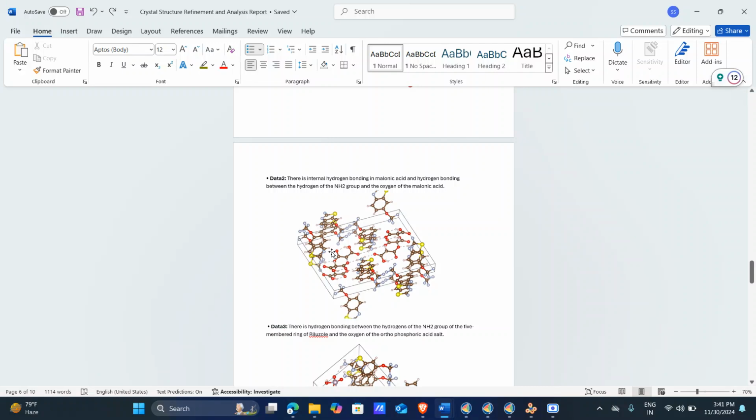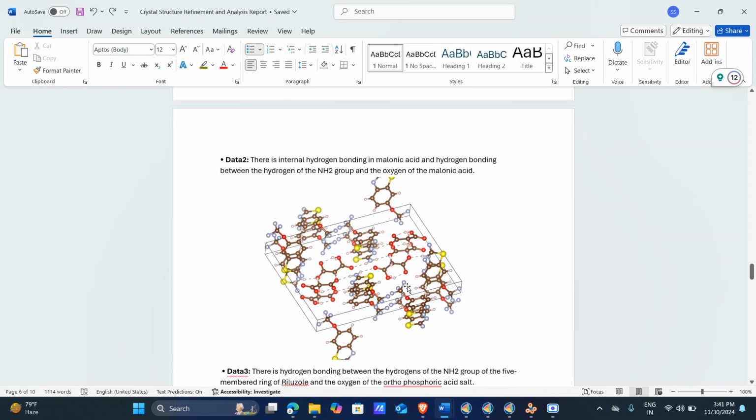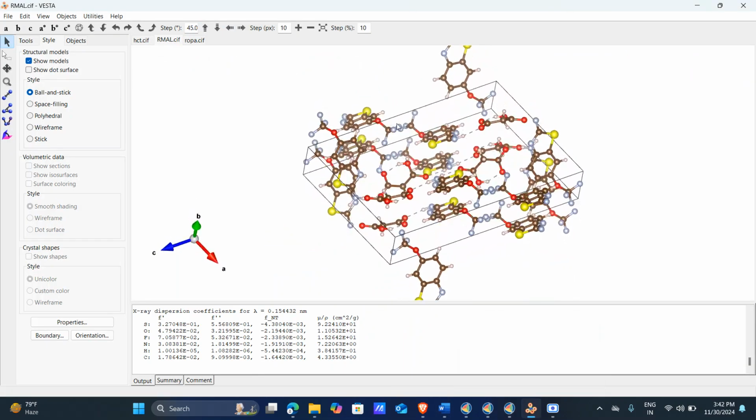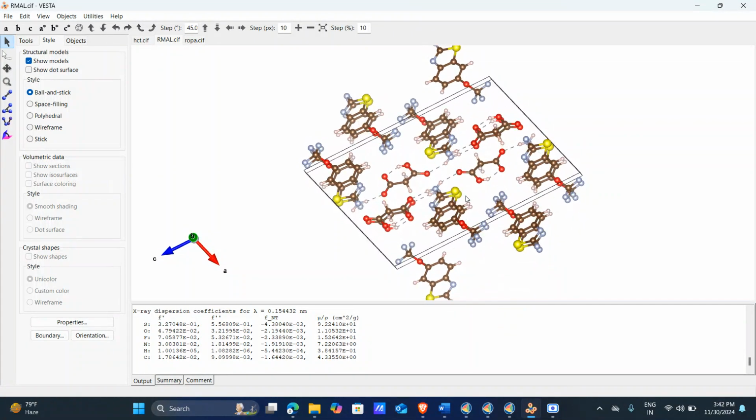In the second data, we are getting an internal hydrogen bonding in the malonic acid. Basically, it is a double carboxylic acid group. So there is a hydrogen bonding between them, and a hydrogen bonding between the hydrogen of the NH2 group and the oxygen of the malonic acid. So there is also a hydrogen bonding present there. Let me first draw it. There is a hydrogen bonding present between the hydrogen of the NH2 group and the oxygen of the malonic acid.